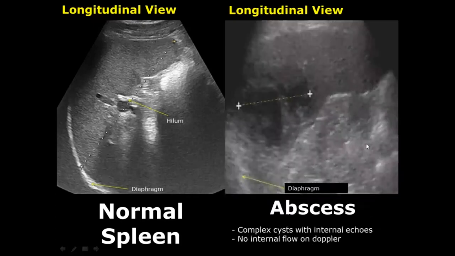An abscess in the spleen will appear as a complex cyst with internal echoes, and the main distinguishing feature is that there will be no flow on color Doppler.